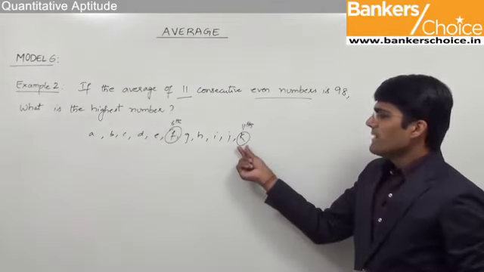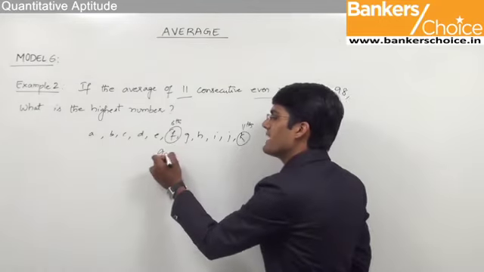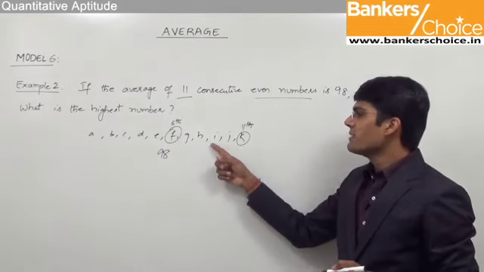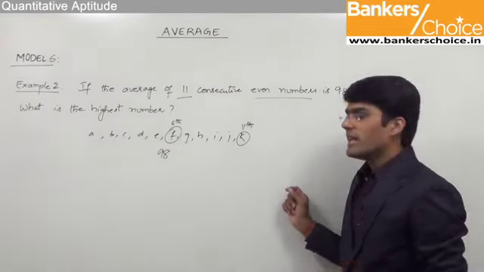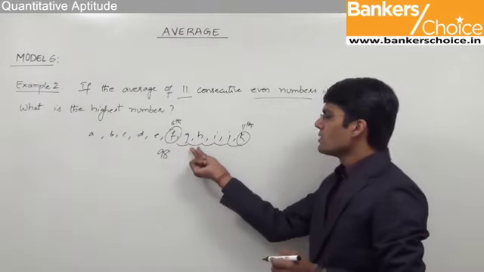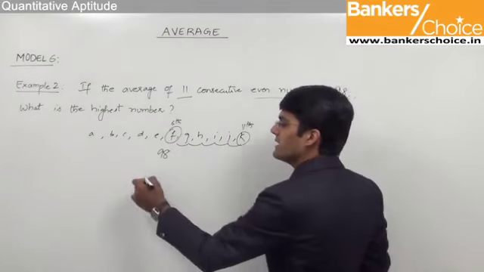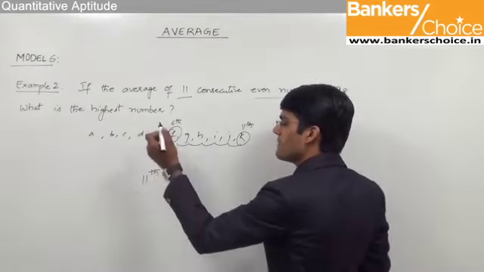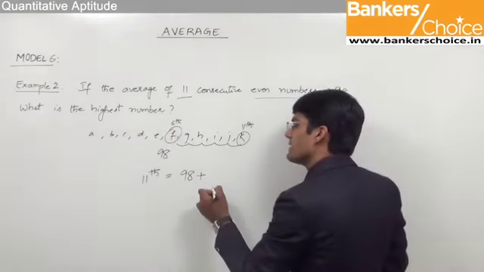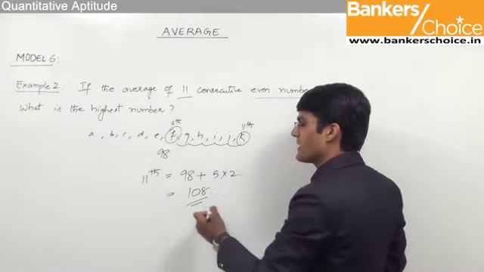Now to find the 11th number, we can simply proceed from the 6th number, that is 98. We know that each pair of consecutive numbers will have a difference of 2. And since we have 5 numbers after the 6th number, we can say that the total difference will be 2 into 5, that is 10. So we can say that the 11th number, or the highest number, will be equal to 98, that is the 6th number, plus 5 into 2, which is equal to 108.